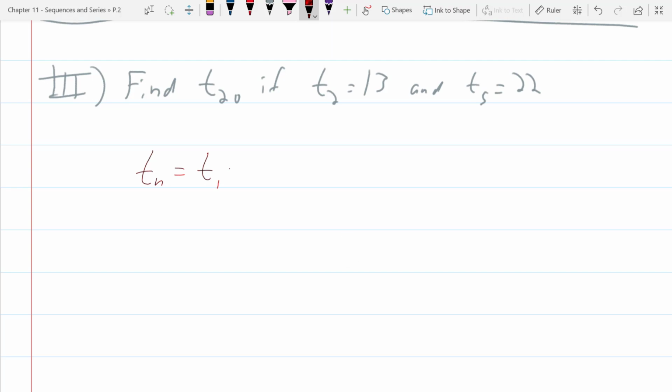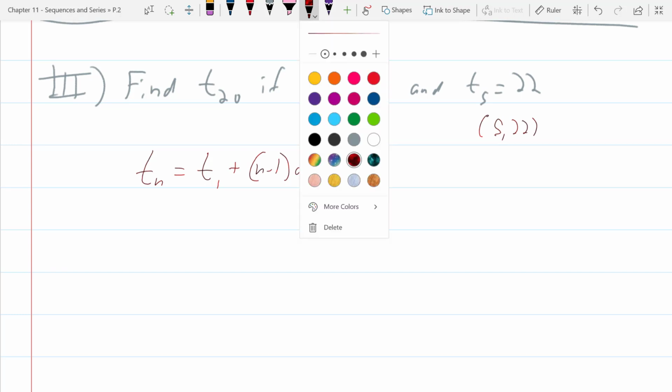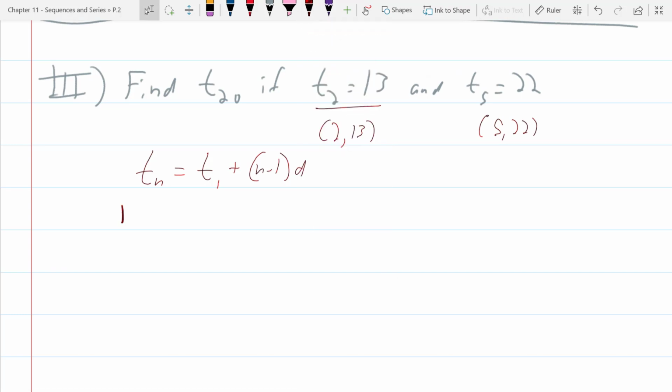T of n is equal to T of 1 plus n minus 1 times d. What I'm going to do is basically set up a system of equations. I know that this is the ordered pair 2, 13, and this is the ordered pair 5, 22. So we're going to use prior knowledge and build an equation. We'll call it equation 1.